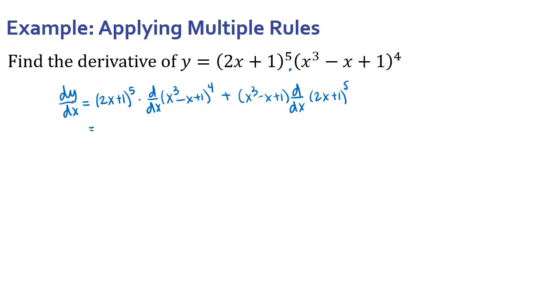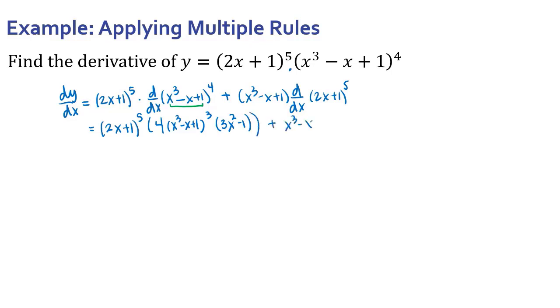Okay, so I've got 2x plus 1 to the 5th power here times, okay, I'm going to have to apply the chain rule here. So I've got my inside function is this, and my outside function is just something to the 4th power. I'm going to try to use that other way. So it's going to be the outside function, so 4 something cubed, and that something cubed ends up being x cubed minus x plus 1, times the derivative of the inside, which is 3x squared minus 1.